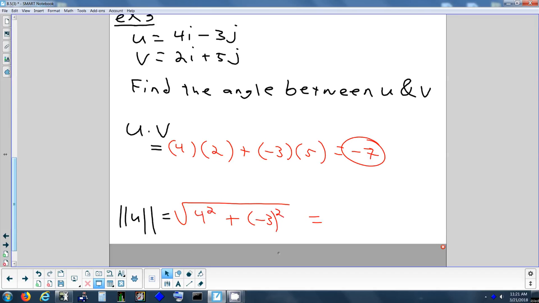Okay, whether or not you include the negative when you square, it really doesn't make a difference because the negative is just going to cancel out. And Brandon, what's 4 squared? 4 squared is 16. And negative 3 squared?